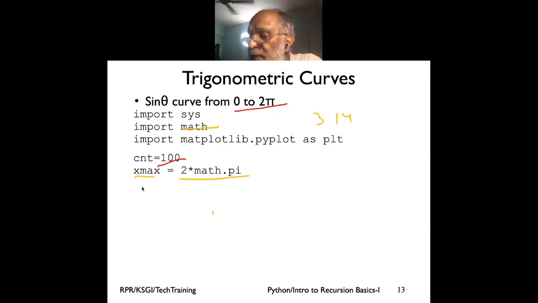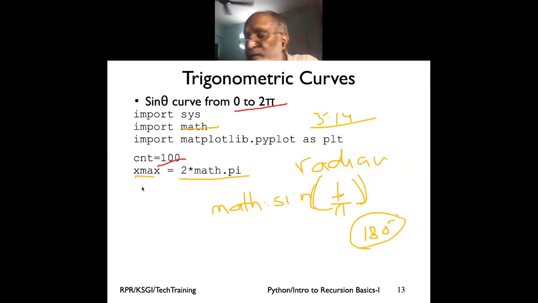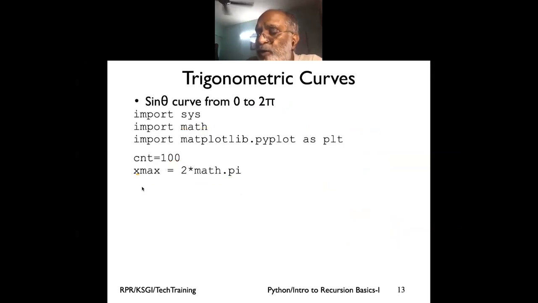And for the sine curve, when I say math.sin, it expects angles in radians and not in degrees. So if I were to say 180 degrees, the input should be pi or 3.14, whatever is equivalent. So input is always in radians and not in degrees. You have to make sure of that part. So my max value is 2 pi because I'm drawing from 0 to 2 pi.